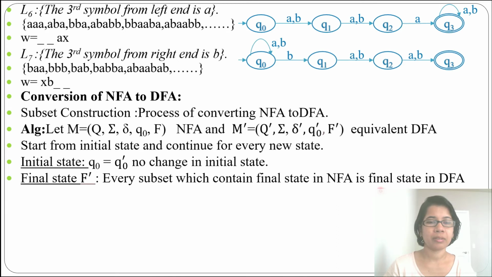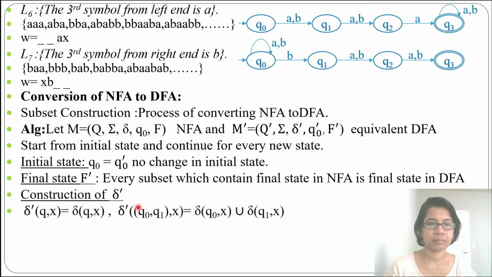So we'll create some subsets. A subset which contains the final state of the NFA will be a final state of the DFA. You will understand better through an example, which I will explain. So next is the construction of delta dash. Delta dash of q x equals delta of q x. Whatever the transition in the DFA, that is equivalent to the transition in the NFA.